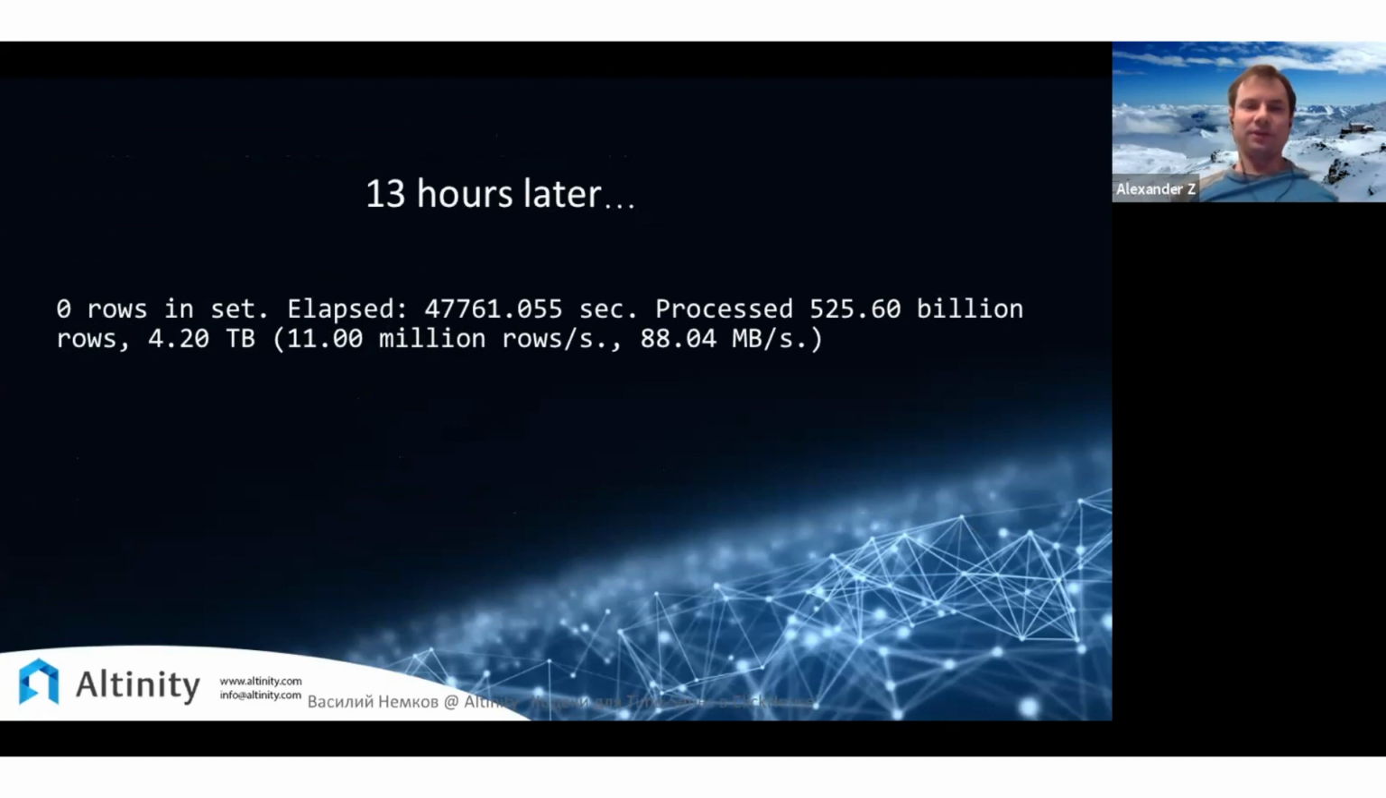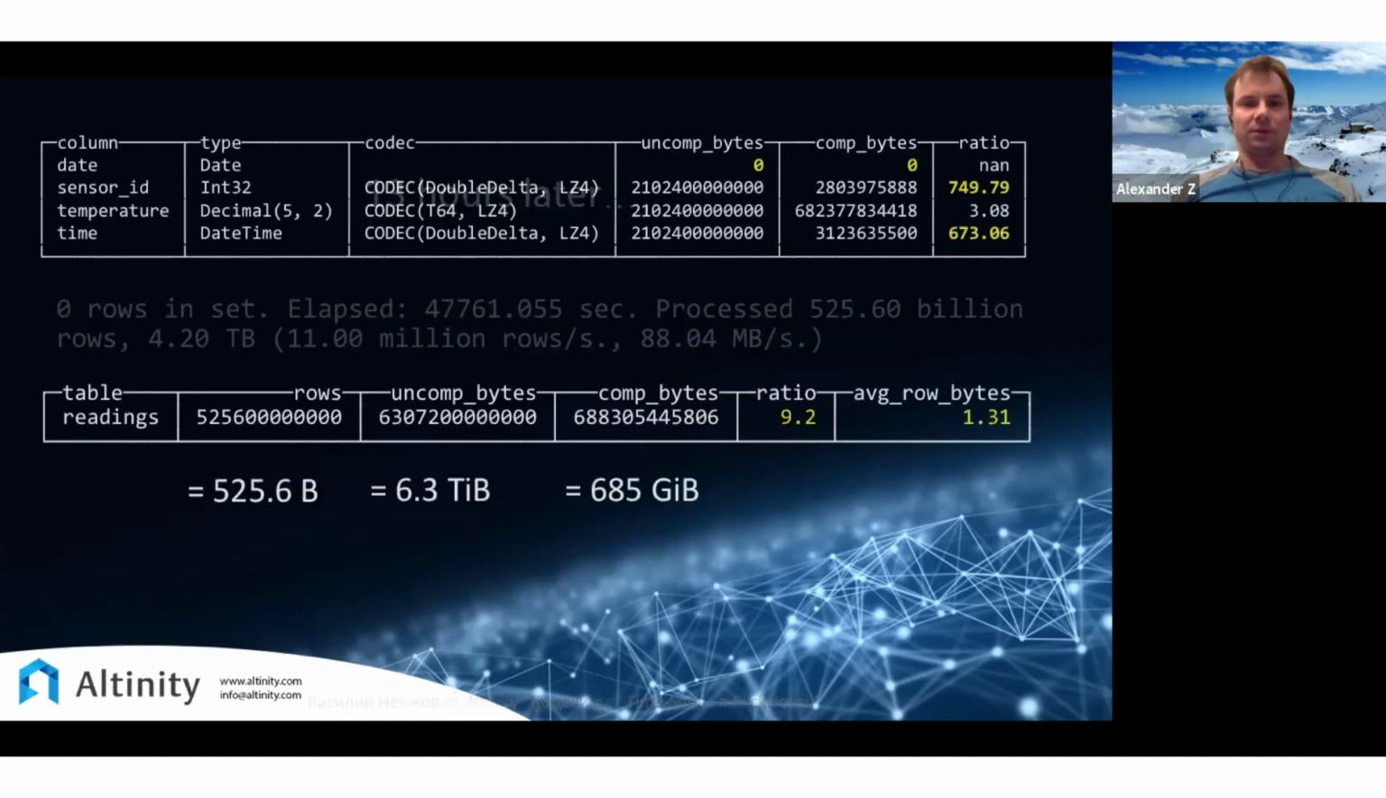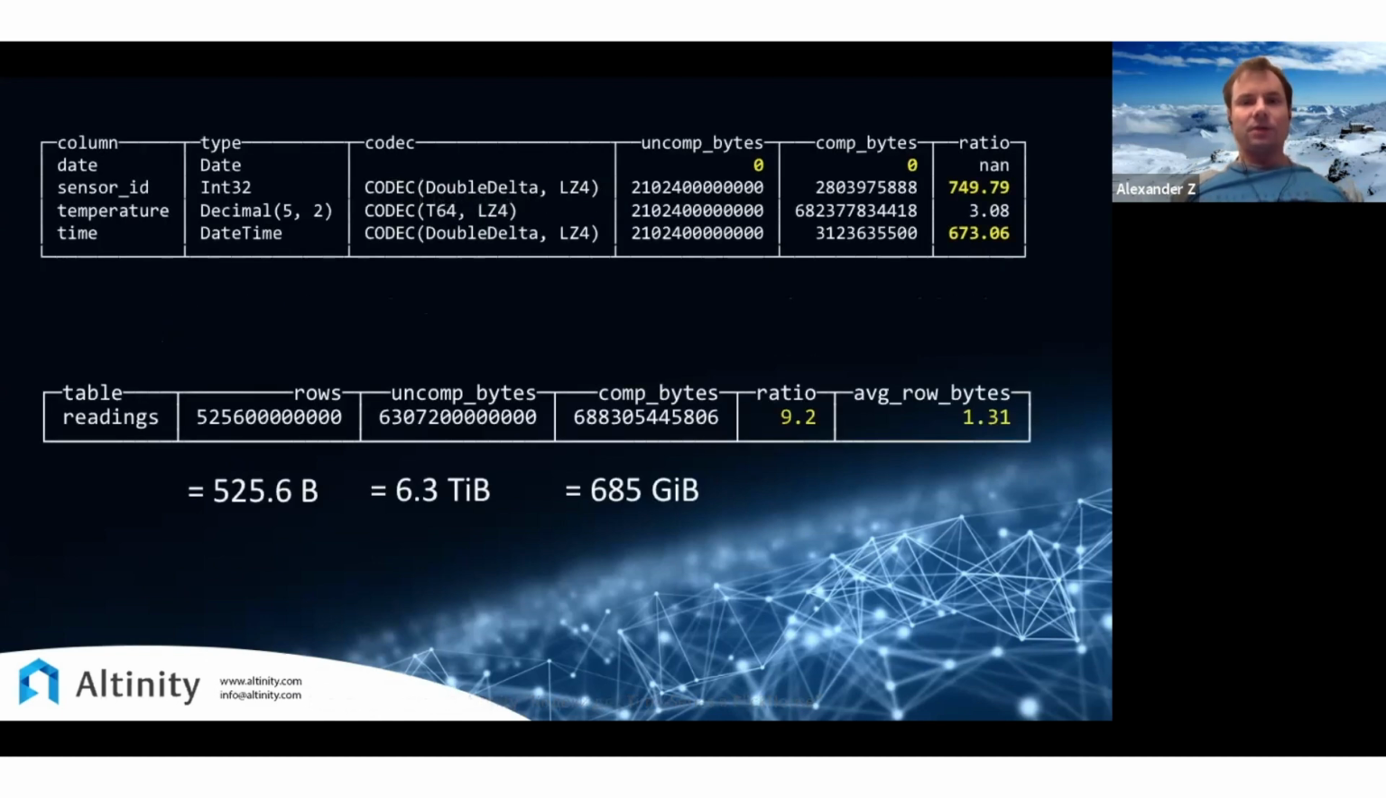In my particular case, it was 13 hours, but once it's done, we have 500 billion rows inserted to a single machine at a rate of 1 million rows per second. This is not extremely fast, but good enough. So ClickHouse can actually do faster if you give it better hardware.